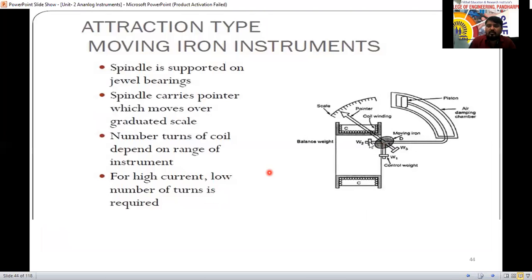The spindle is supported on jewel bearings. Why are the bearings required? They help it to rotate easily. So we are going to use the bearings here. The spindle carries a pointer which moves over a graduated scale. I will explain this by drawing a diagram. Consider this is the spindle. This is the spindle.